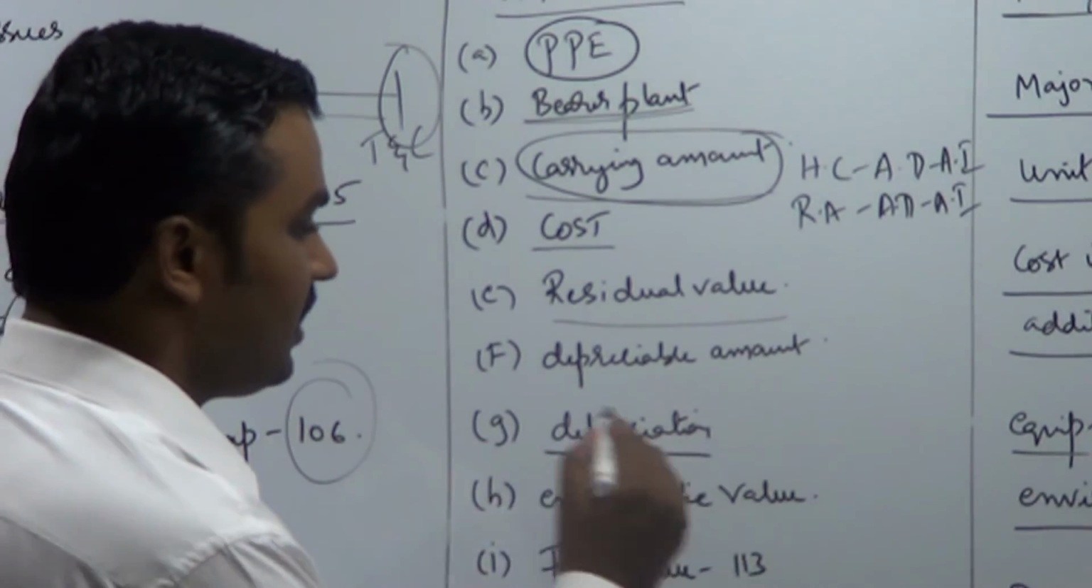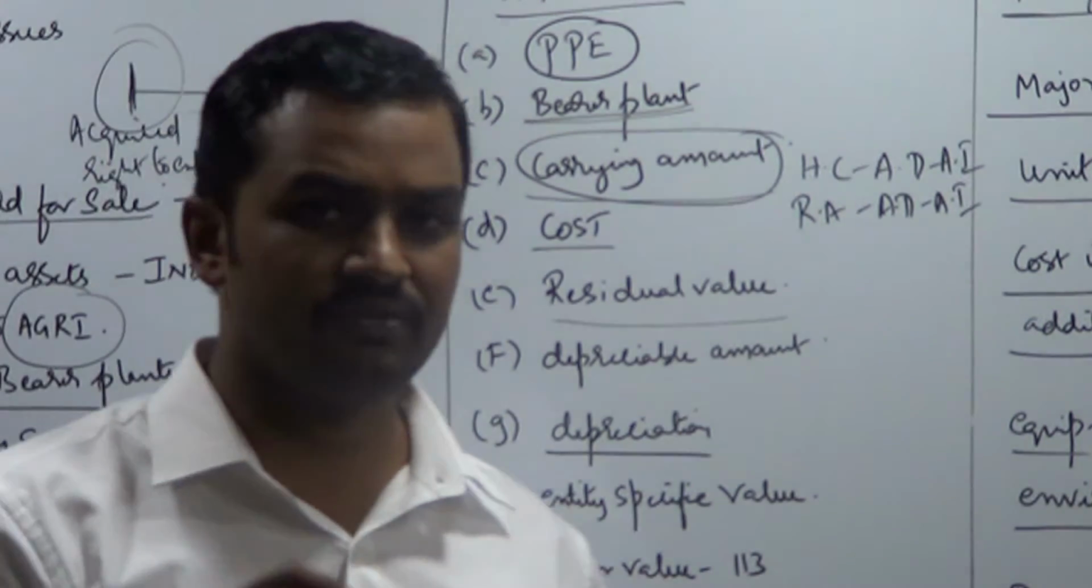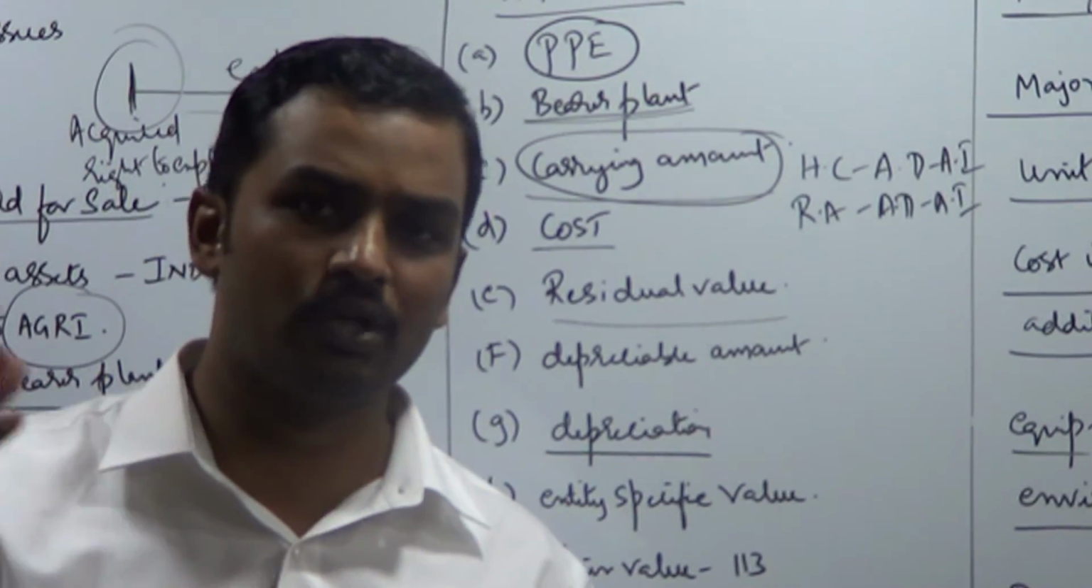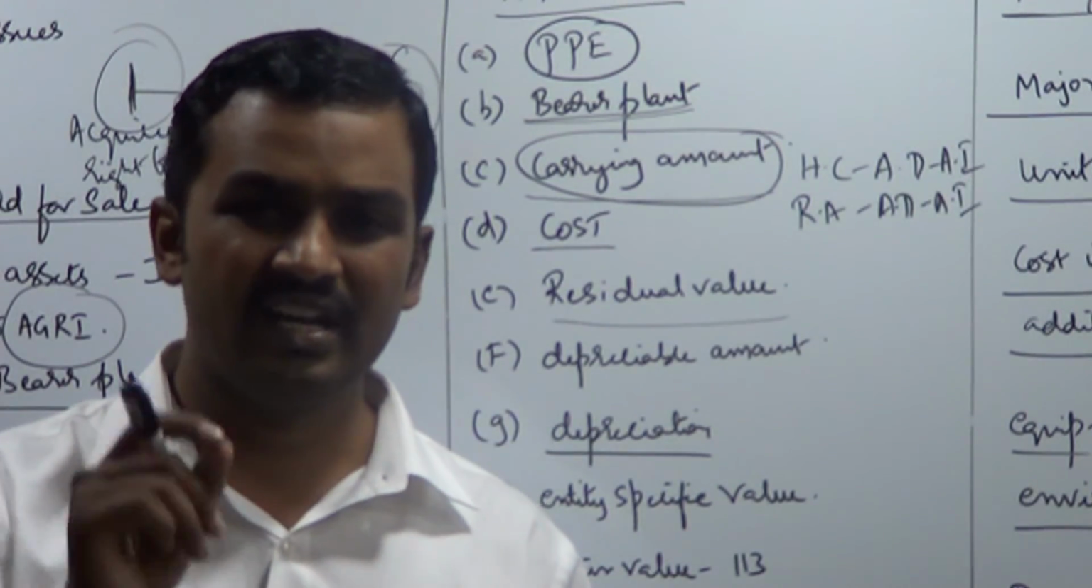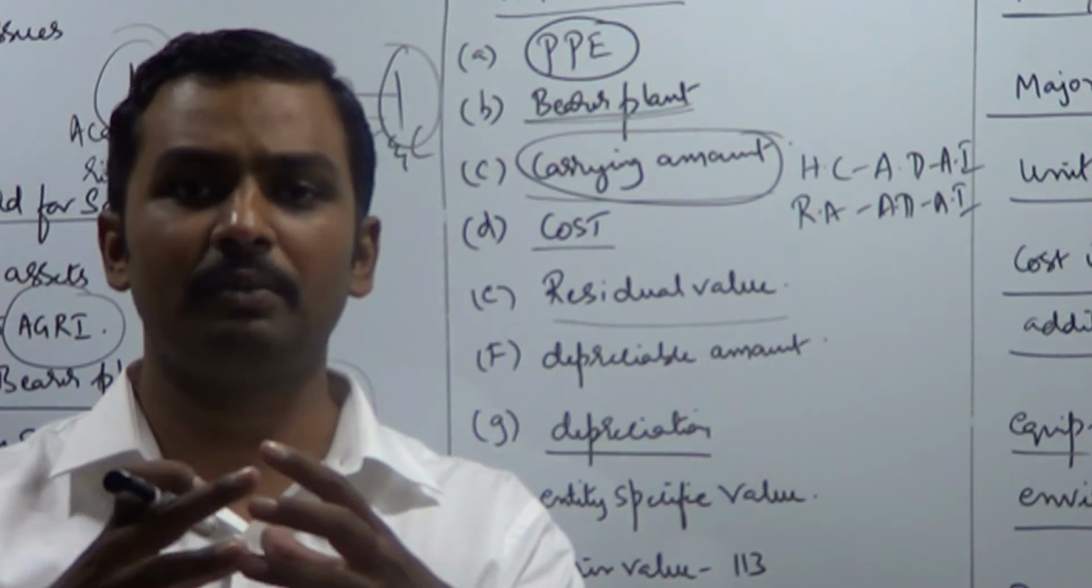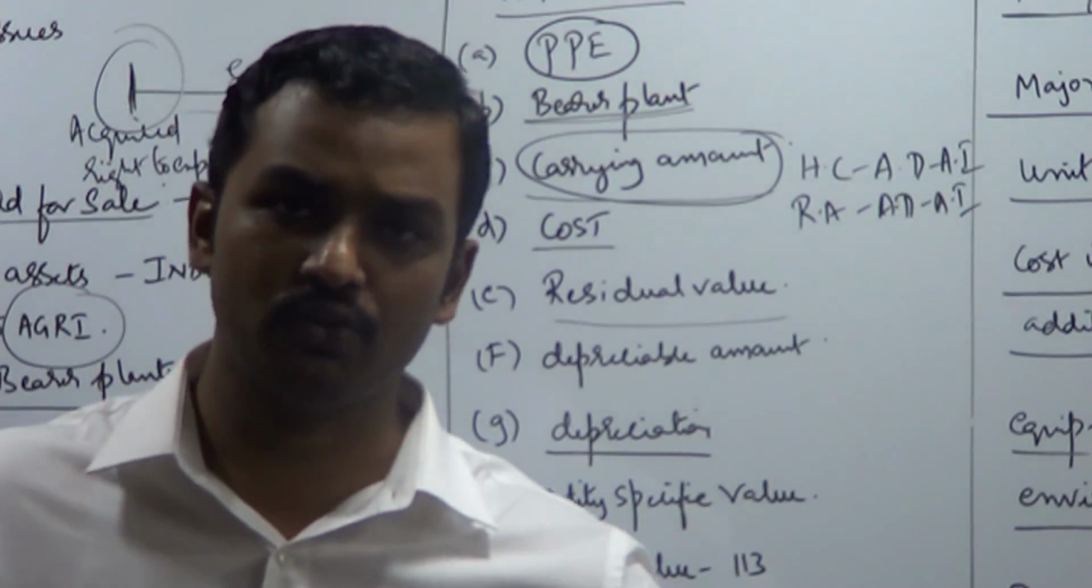Now, depreciation. What is depreciation? The definition of depreciation is different when compared to Accounting Standard 6. The definition of depreciation as per this standard is, it is systematic allocation of depreciable amount of an asset over its useful life.